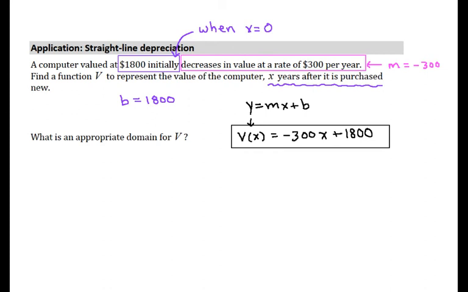Now, of course, this model doesn't apply for all real number values of x. So when we're asked what is an appropriate domain for v, we're really asked what x values can we plug into this and get a reasonable answer that actually applies to this model. So for starters, we can see that x must be at least 0, right? We're not interested in backing up and trying to predict what this computer was worth before it was even purchased, or before it was even built. So we're figuring x equals 0 means it's brand new. The model doesn't really apply for negative values of x.